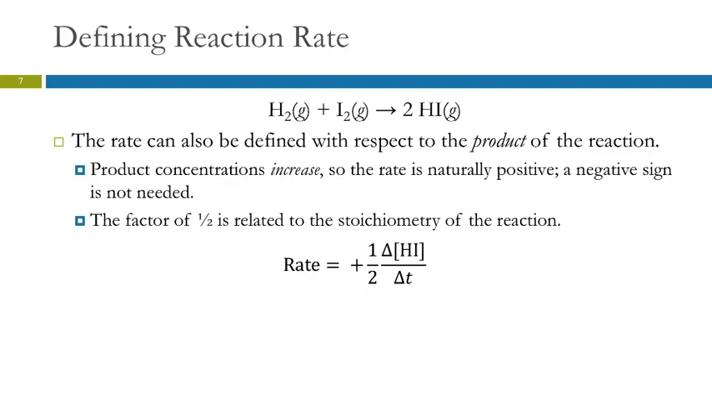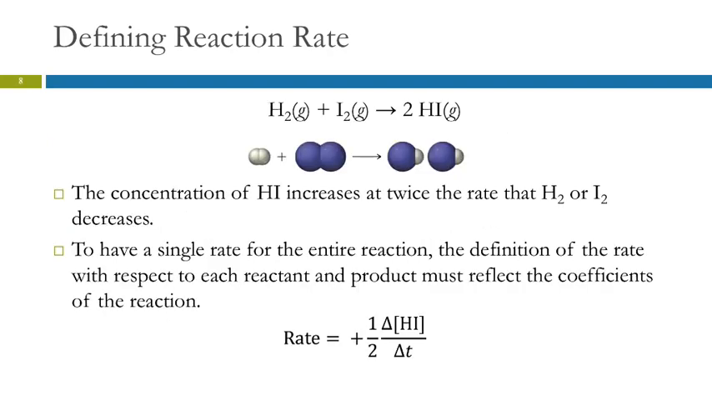We react 1 hydrogen and 1 iodine, and we end up with 2 of these. So for every 1 of these that goes away, we get 2 of these. The concentration of the product is increasing twice as fast as the reactants are decreasing. So that's why we get this 1/2. It's 1 over the coefficient in front.